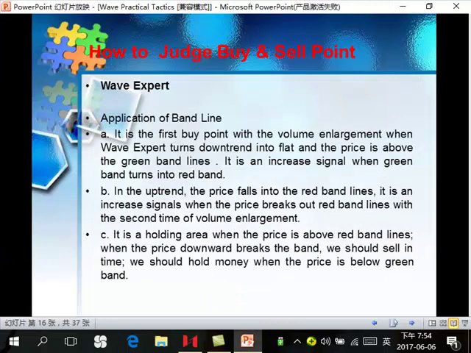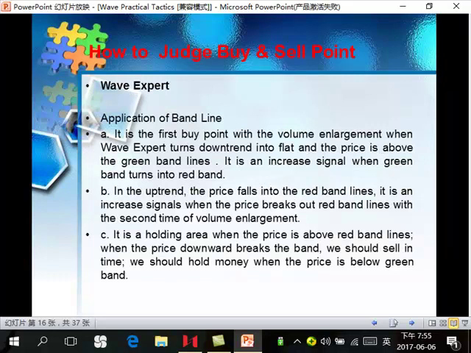Application of the band line. The first buy point is when the volume increases, when wave expert turns downtrend into flat and the price is above the green band. It is an increase signal when the green band turns into the red band. In the uptrend, the price falls into the red band. It is the increase signal when the price breaks out of the red band again, then volume increases. It is the holding area when the price is above the red band line. When the price breaks the red band downward, we should sell in time. We should hold money when the price is below the green band. Okay. So this is the basic application.